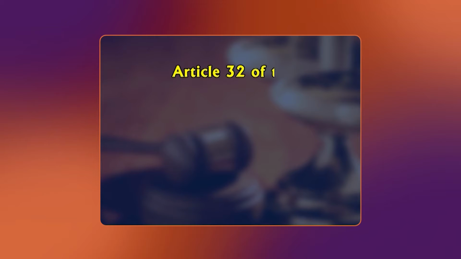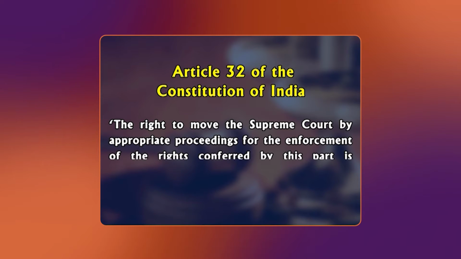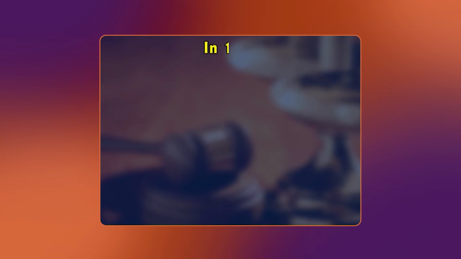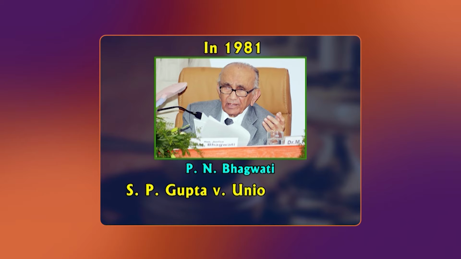According to the jurisprudence of Article 32 of the Constitution of India, the right to move the Supreme Court by appropriate proceedings for the enforcement of the rights conferred by this part is guaranteed. Ordinarily, only the aggrieved party has the right to seek redress under Article 32. In 1981, Justice P. N. Bhagwati in S. P. Gupta v.